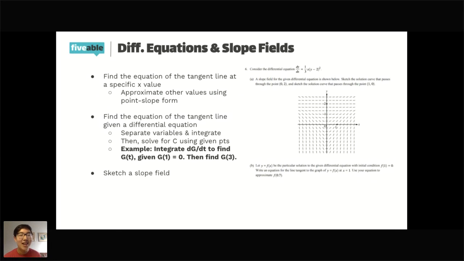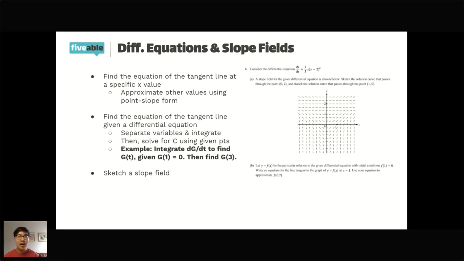We'll see what happens. So usually given a differential equation, they'll say like dh over dt equals 1/3 x times (y minus 2) squared. They'll have you find the equation of the tangent line at a specific x value. So what all that means is that you are plugging in x and y and finding the slope, and then you're using that slope to find other values using point slope form.